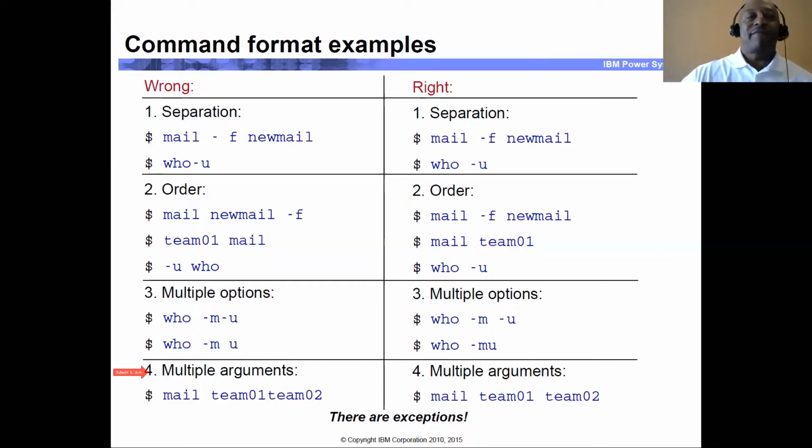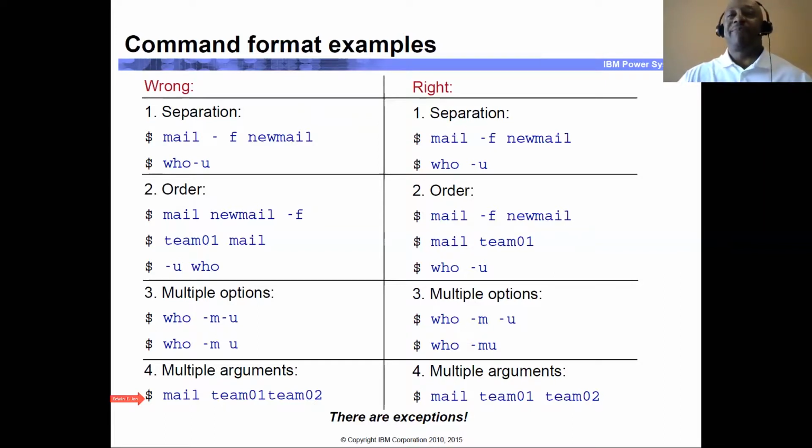Fourth example here, as far as command format arguments: multiple arguments on the command line. Now, you could have a user whose name is team01, team02, but our intent was to send a mail message to team01 and team02. So again, this is not totally out of the question. It's just, what is our intent? Was our intent to send a message to the user team01 and team02? If it was, then this is incorrect.